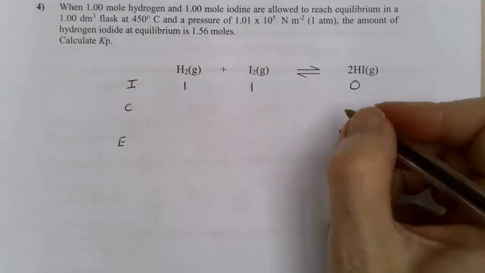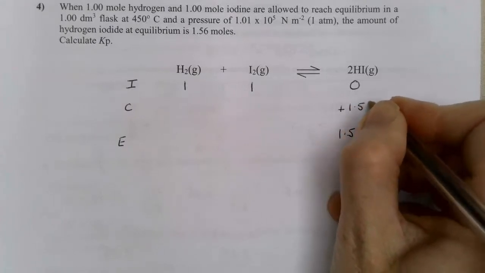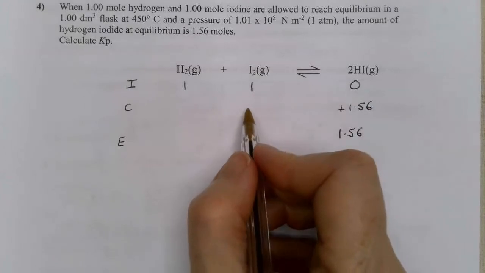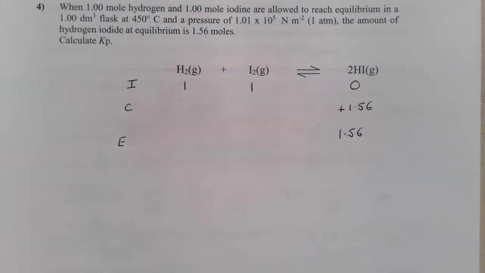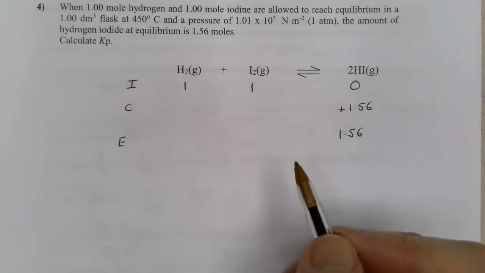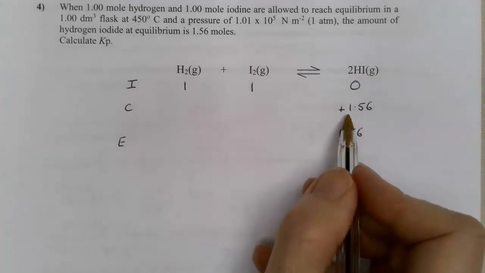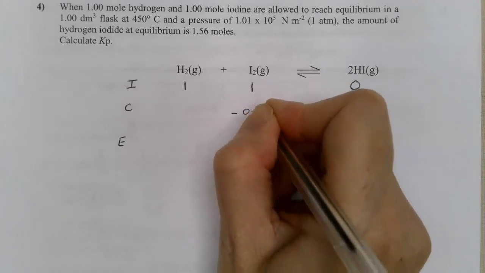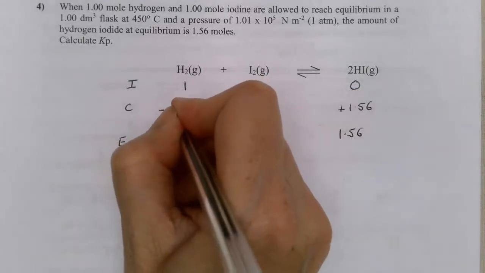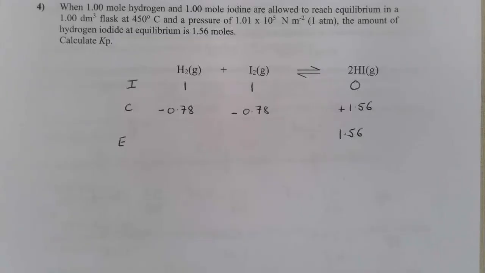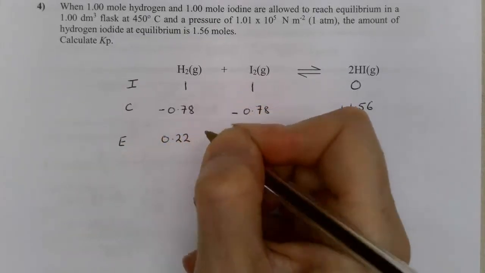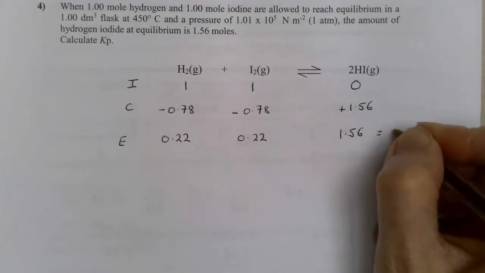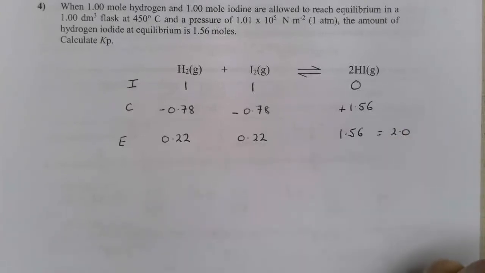In other words, the change has been plus 1.56. Again, using my molar ratio, I now need to work out the change of iodine and hydrogen. Because this is a 2-to-1 ratio, I've lost half the amount of hydrogen iodide that I've made. So this will be minus 0.78, and it's the same ratio here, so it's minus 0.78. So at equilibrium, I have 0.22 moles of hydrogen and 0.22 moles of iodine. I have a total number of moles of 2.0, adding all of those numbers together.